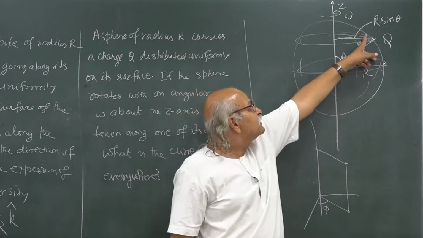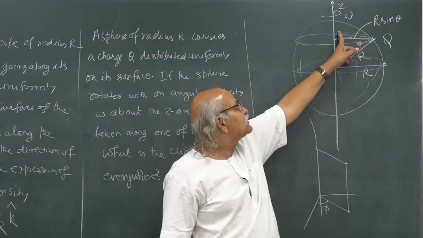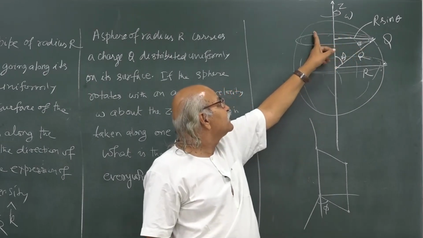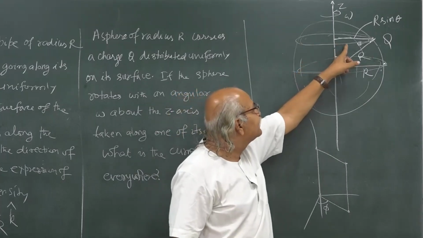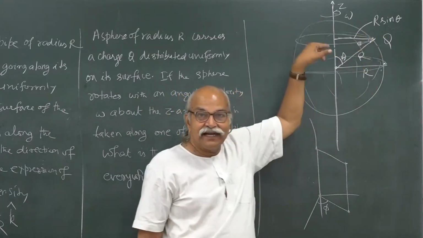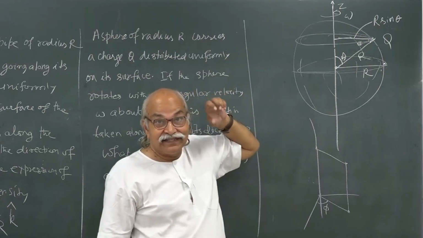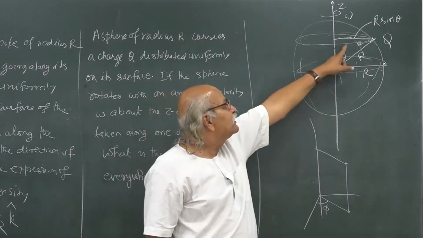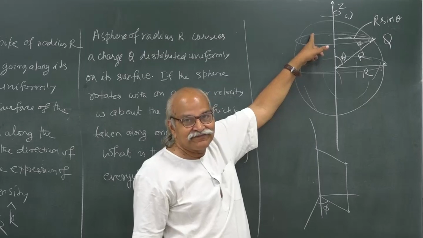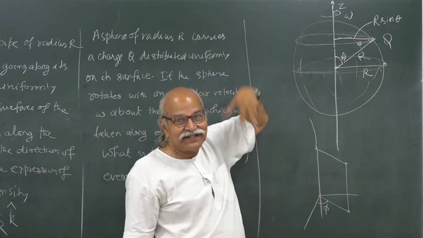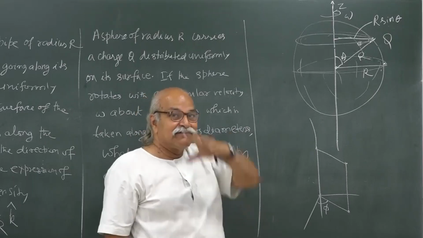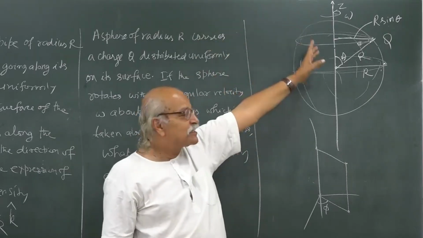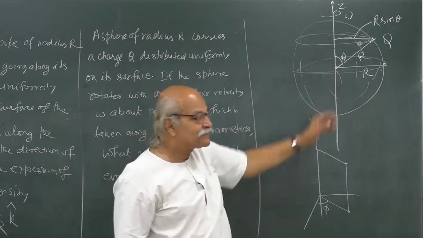Here phi cap is this tangent. Here it is this tangent. All these are phi cap directions. They are different directions. The phi cap here is not the same as phi cap there. In Cartesian, i cap, j cap, k cap do not change directions wherever you take your point. But in spherical polar coordinates, they do.